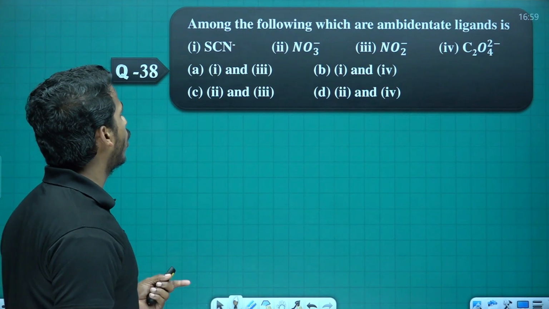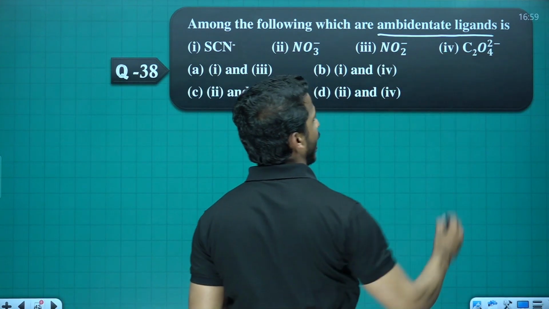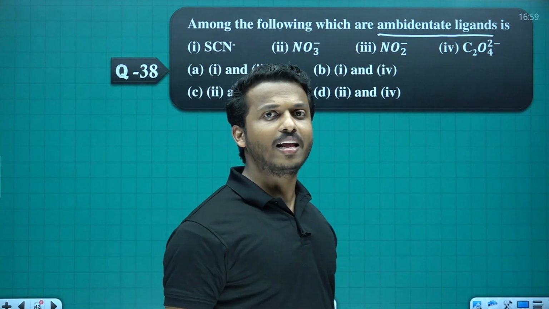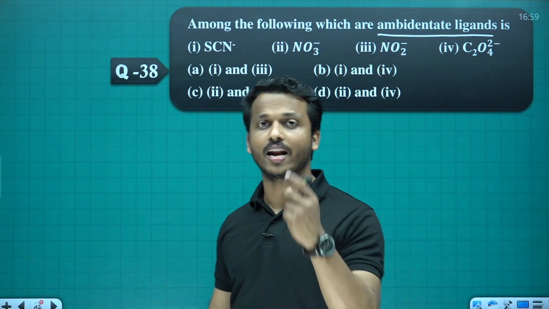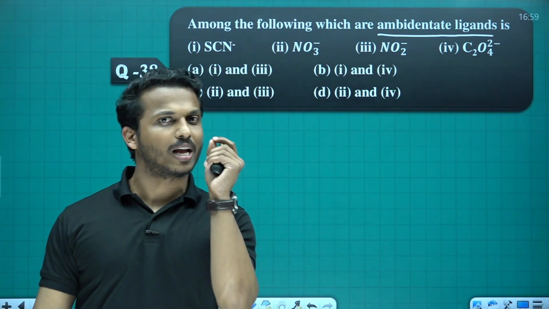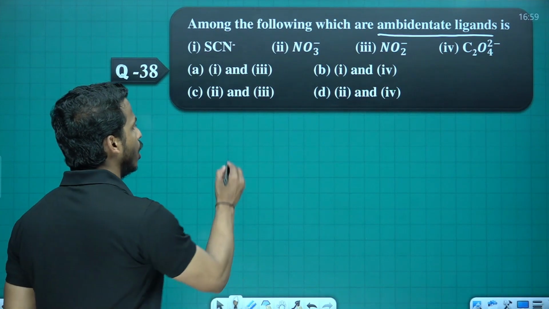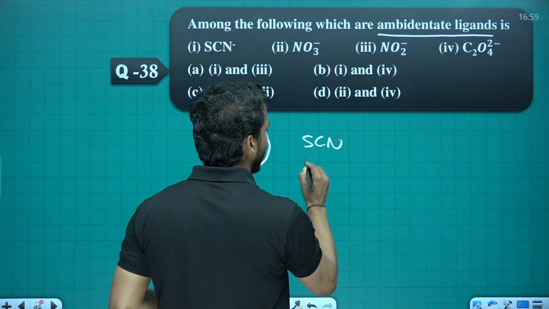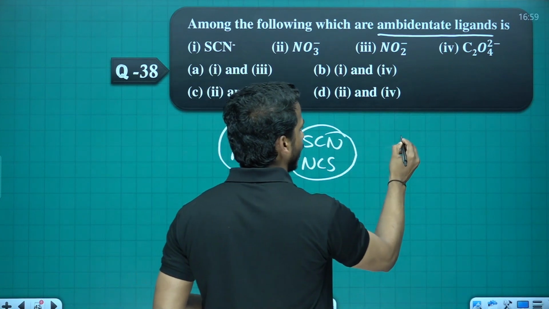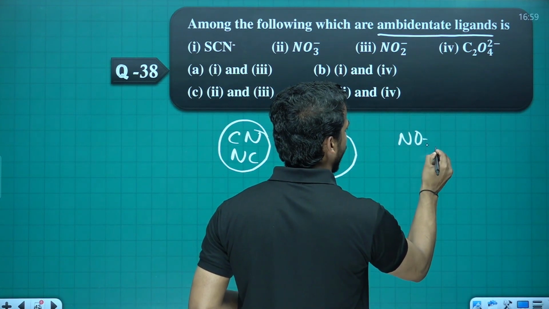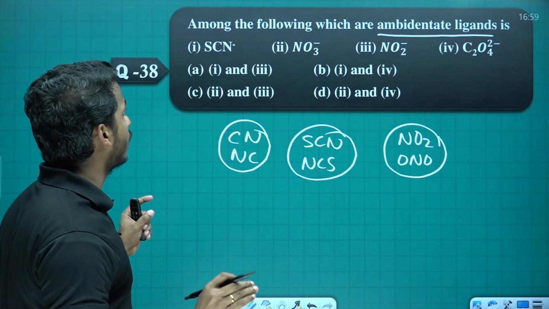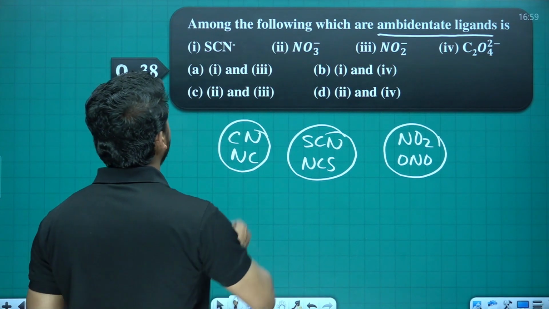Now, among the following, which are ambidentate ligands? You know very well what ambidentate ligands are. Ambidentate ligands are certain monodentate ligands having 2 donor atoms, but at a time they use only one. You know, CN and NC are ambidentate ligands, SCN and NCS are ambidentate ligands, and we have NO2 and ONO as ambidentate ligands.